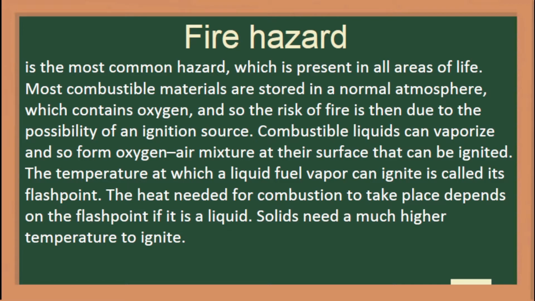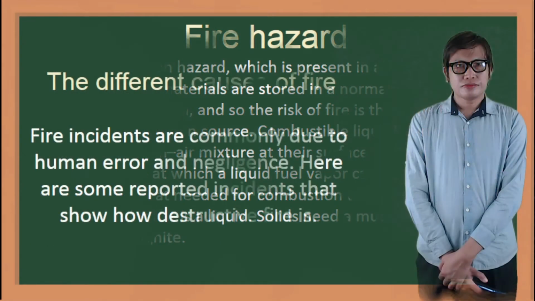Combustible liquids can vaporize and so form an oxygen-air mixture at their surface that can be ignited. The temperature at which a liquid fuel vapor can ignite is called its flash point. The heat needed for combustion to take place depends on the flash point, if it is a liquid. Solids need a much higher temperature to ignite.